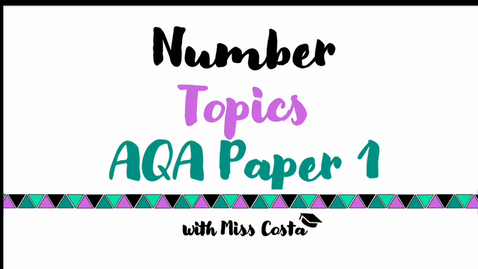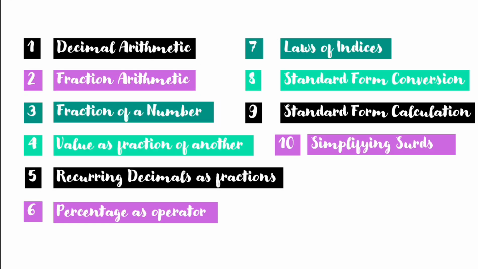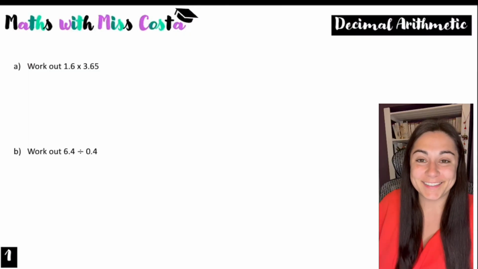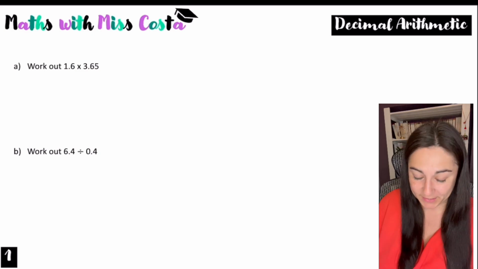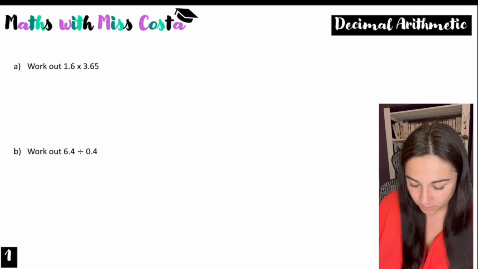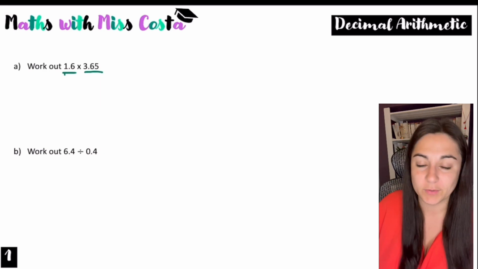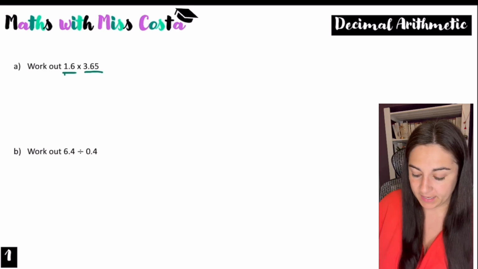And now moving on to the number topics. So have a look at these and see which ones apply for you. And to kick off our number topic, we're going to start with some decimal arithmetic. So when you're multiplying with decimals, it makes life a lot easier if you just think about it as multiplying whole numbers and then manipulating a little bit.